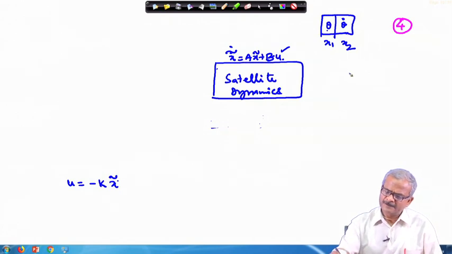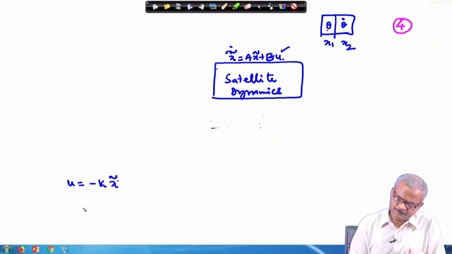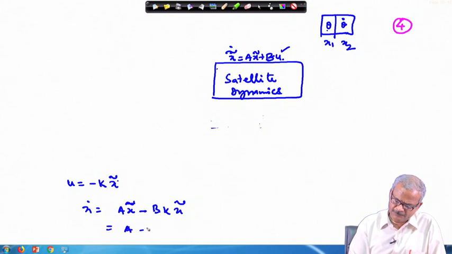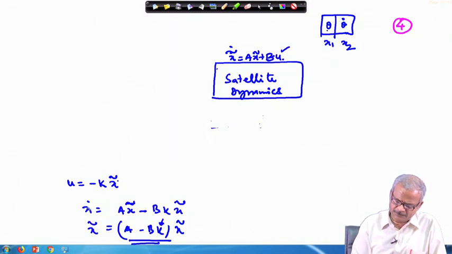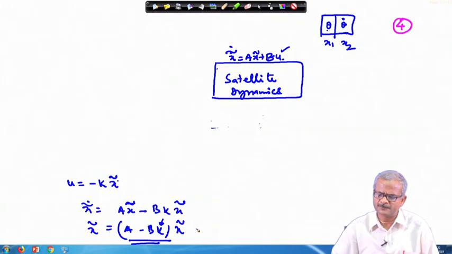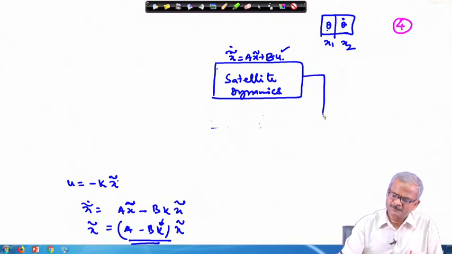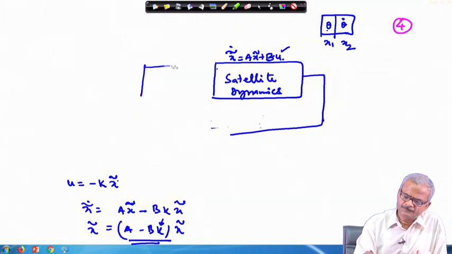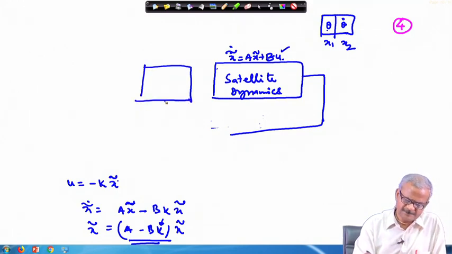Okay, so from there we have x dot equal to A x tilde minus b times k x tilde, and obviously you must be aware of all these things. So, by using the proper k, you will be able to place the poles of the system in the proper place. So, without sensor, this is the situation, this is the controller here in this case.